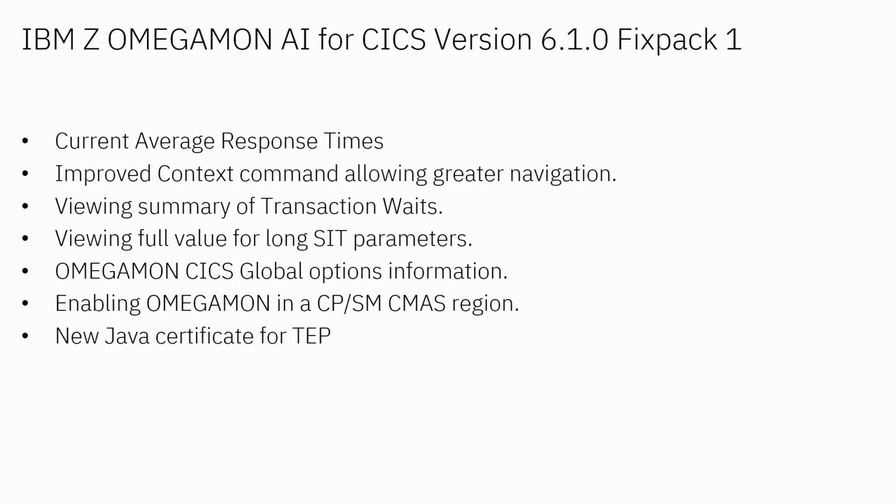Customers also wanted to see what tasks are waiting on, so transaction rates, for example, have been added. And there were a couple of Aha ideas where clients asked for enhancements. There is a requirement to view SIT parameters in the 3270 UI and the global options, so they've been added in workspaces as well. And customers wanted to be able to enable OMEGAMON in the CPSM CMAS regions. And to note the last bullet, new Java certificate.